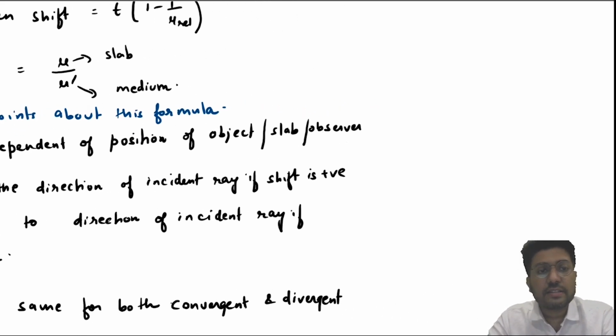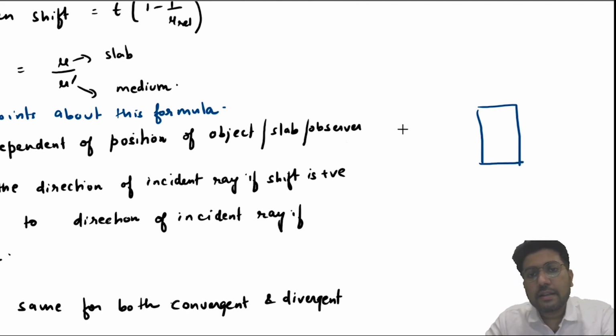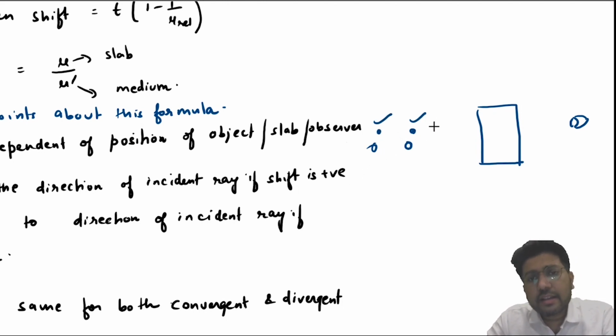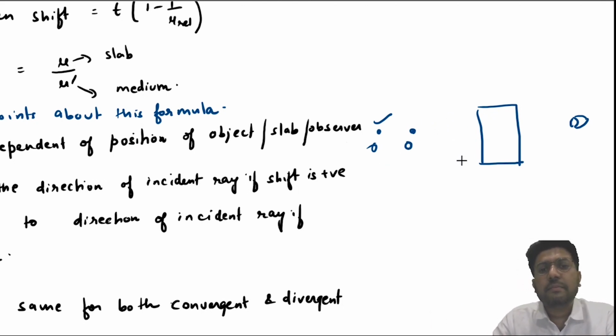Listen carefully, what does this mean? Suppose this is the slab and this is the object and this is the observer. Now suppose the object is shifted here. Whether the object is here or here, whatever be the position of the object, whatever be the distance of the object from the slab, the shift will remain the same.